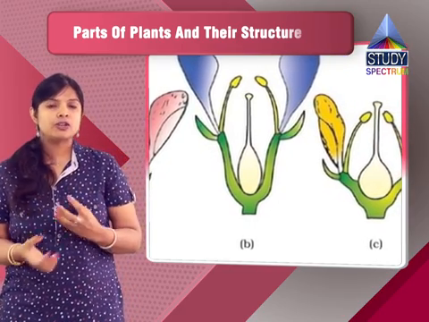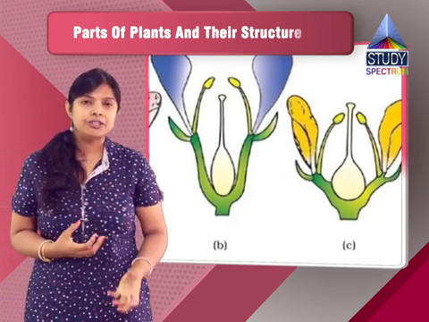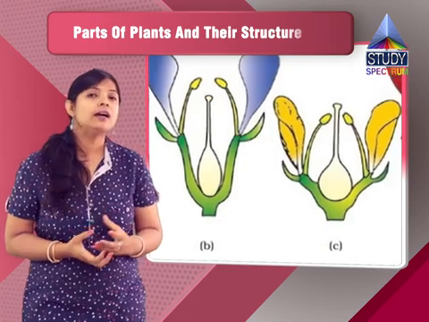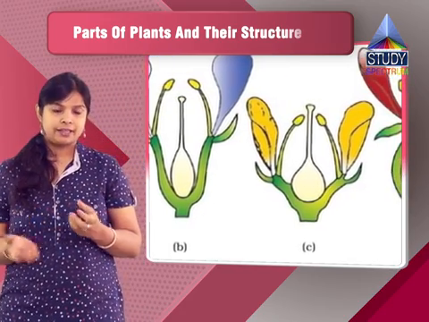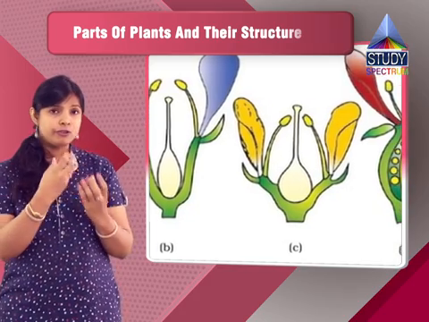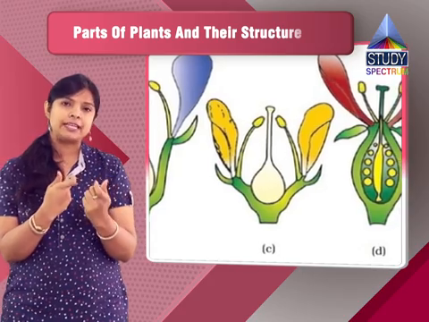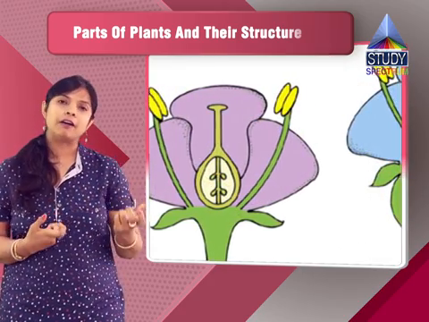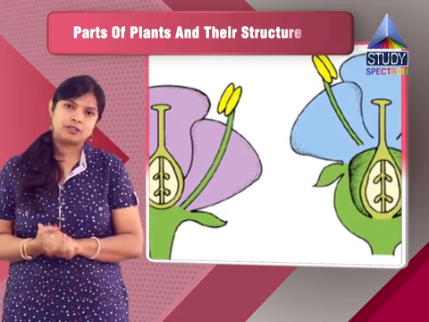So calyx and corolla make the accessory whorls of the plant, and androecium and gynoecium make the reproductive part of the plant. So let us start with the calyx. So students, if you see the flower, you can see that there are small green leafy structures present in the flower. These form the sepals of the flower, or the calyx of the flower.